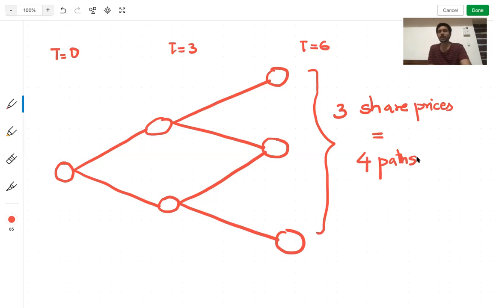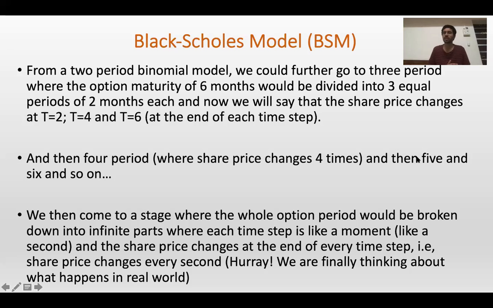So this was a 2-period binomial, and from the 2-period binomial we could have a 3-period binomial, where the whole option contract of 6 months can be divided into 3 equal periods or 3 time steps, where the length of each time step is 2 months. One period is nothing but one time step. It's just a different convention of speaking. The 6-month contract can be divided into 3 time steps, and each time step is for a period of 2 months.